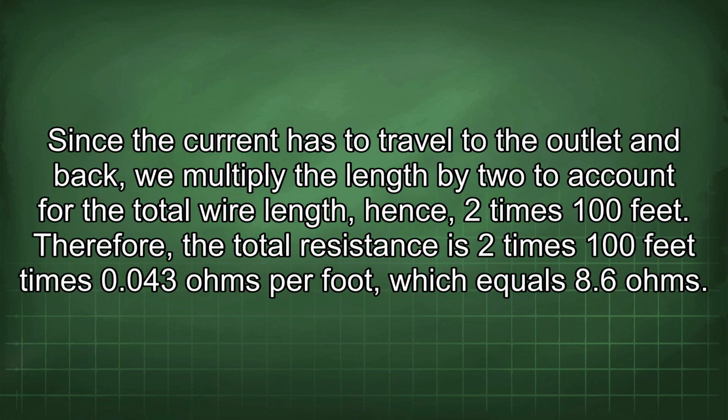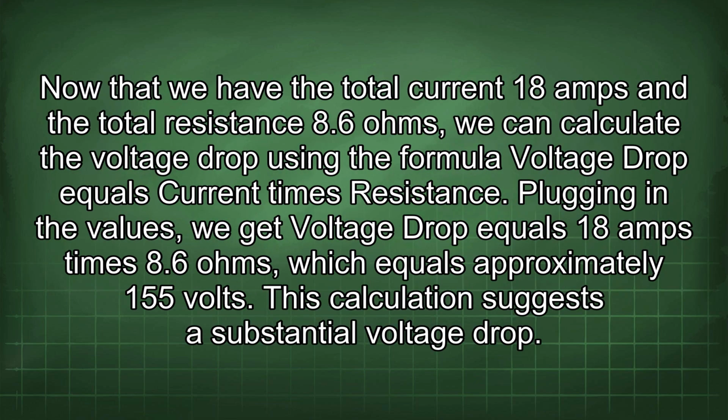Since the current has to travel to the outlet and back, we multiply the length by 2 to account for the total wire length, hence 2 times 100 feet. Therefore, the total resistance is 2 times 100 feet times 0.43 ohms per foot, which equals 8.6 ohms. Now that we have the total current 18 amps and the total resistance 8.6 ohms, we can calculate the voltage drop using the formula voltage drop equals current times resistance. Plugging in the values, we get voltage drop equals 18 amps times 8.6 ohms, which equals approximately 155 volts.